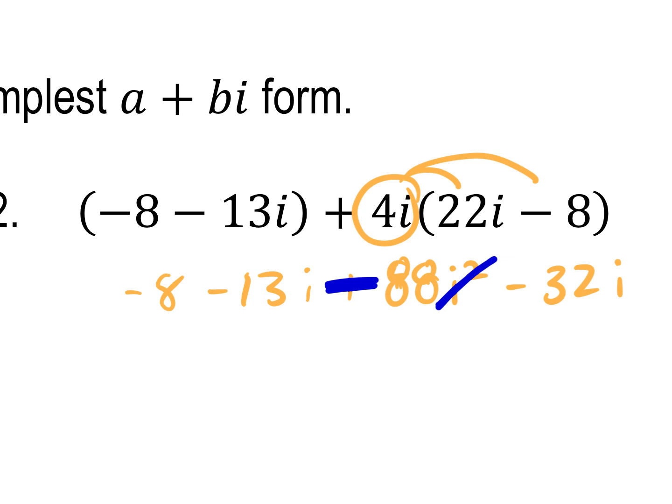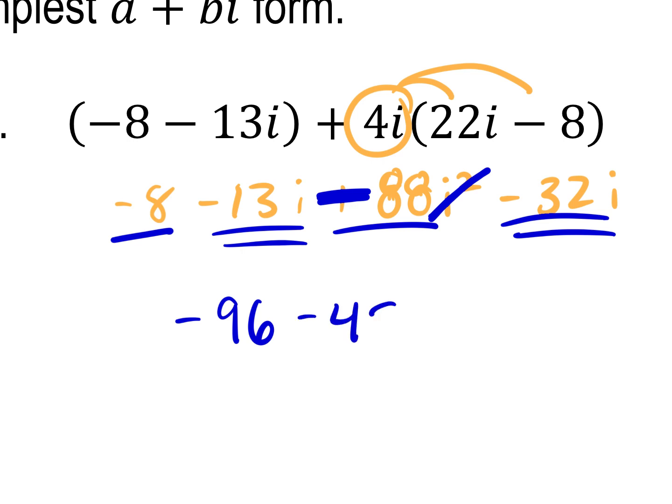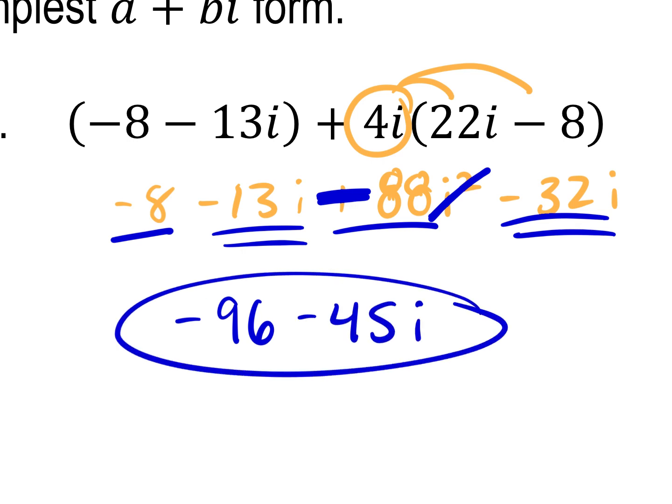Combine like terms. I always want to start with my real numbers by combining the real numbers, because your real part's going to go first. What's negative 8 minus 88? Negative 96. And then what's negative 13i minus 32i? Negative 45i. So that would be our answer. Remember, the real part always comes first.